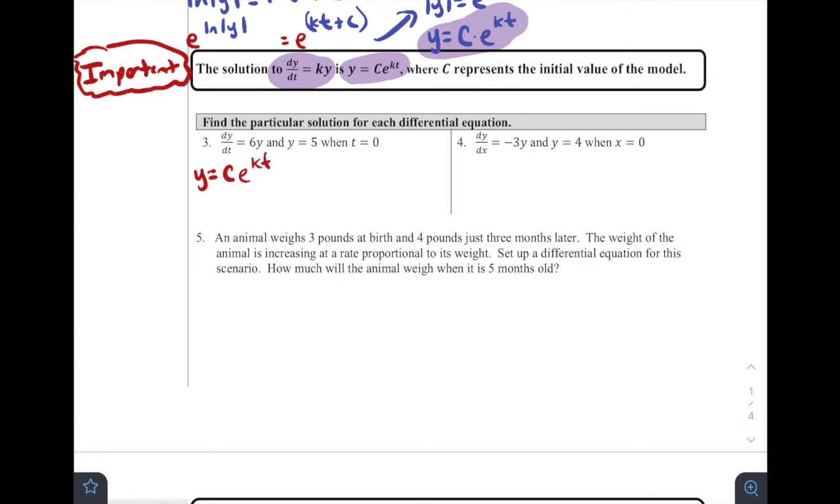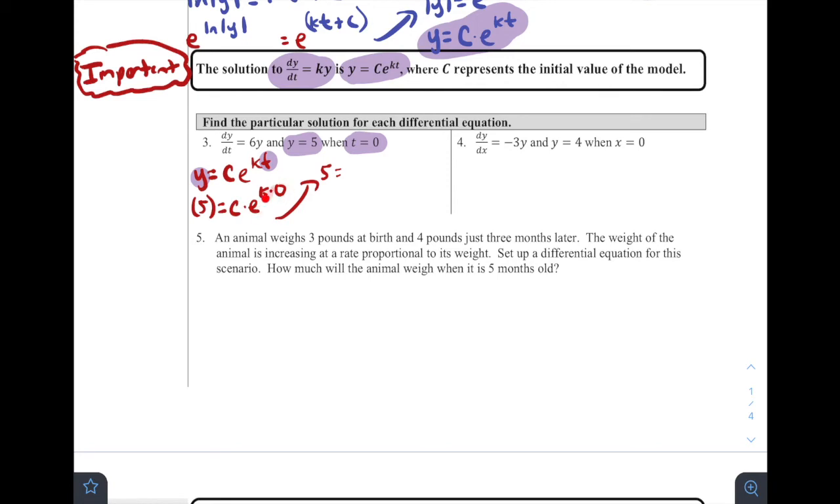Now, what is our c? We don't know yet. We need to use our initial conditions that they gave us, that y is equal to 5 and t is equal to 0. And that's going to help me find out my c and then hopefully my k for this particular problem. So if we substitute in, our y is 5. That's equal to c times e to the k times our t, which is 0. So if we're evaluating for this, we get that 5 is equal to c times e to the 0.